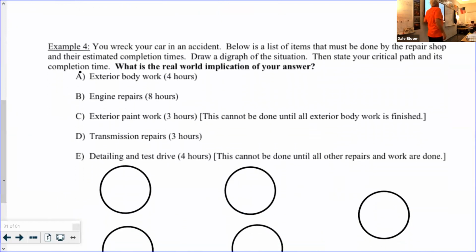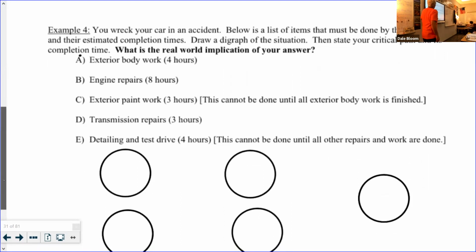You wreck your car. And so you gotta get that car fixed at the repair shop. They have an estimation about completion times of each task that has to be done. You need to draw a diagram of the situation. And then state your critical path, Aiden, CJ. Aiden, grab your prep package. You're working together. I need your answers. You're turning this in before you leave today.